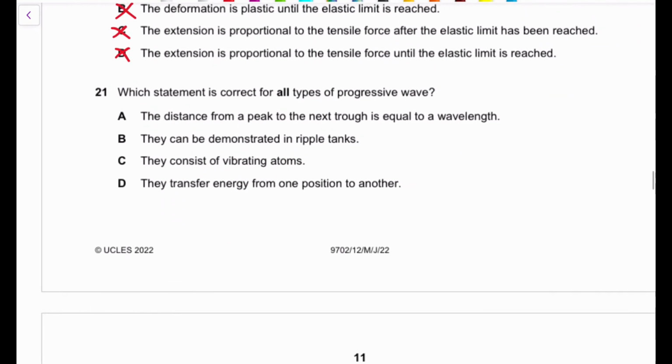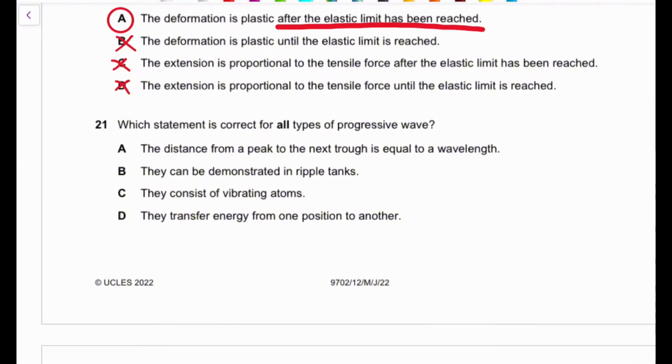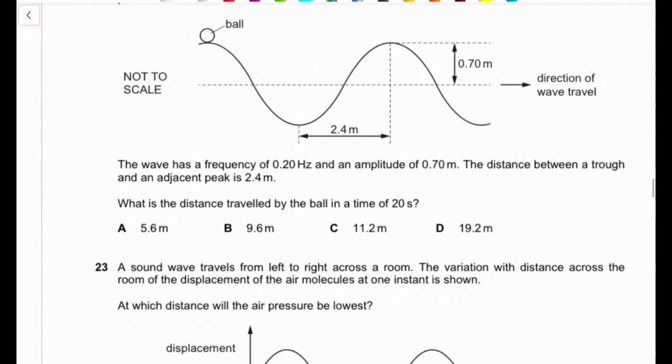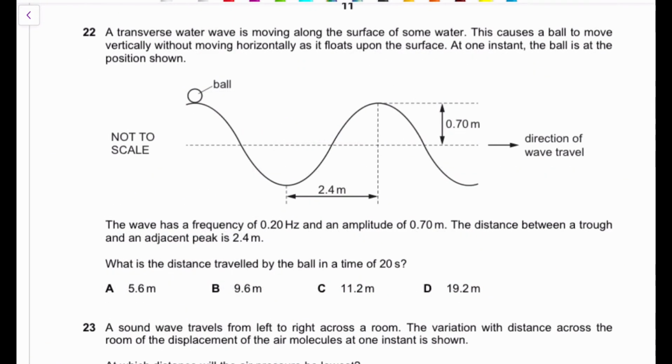Move on to question 21. Which statement is true for all types of progressive waves? This is straightforward. Progressive waves transfer energy from one point to another. We'll move on to question 22. Given a transverse water wave that is moving along the surface of some water.